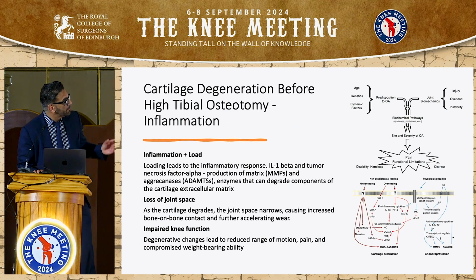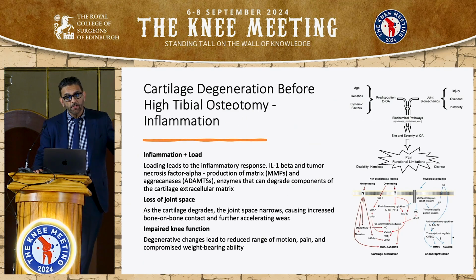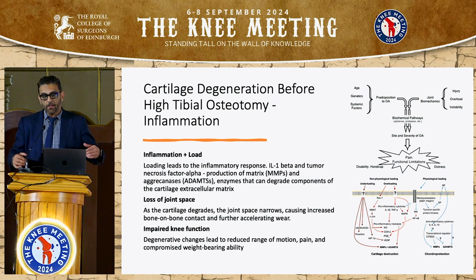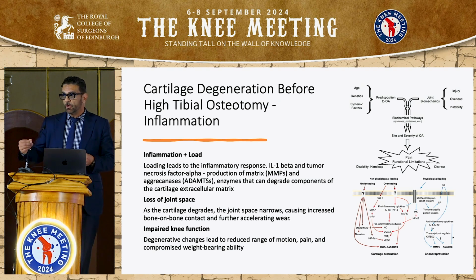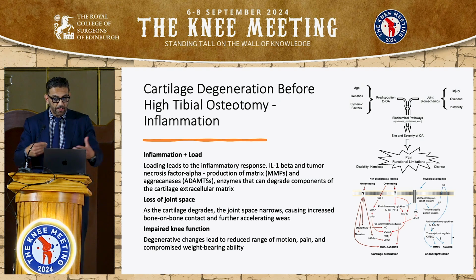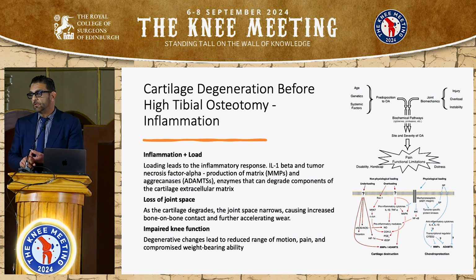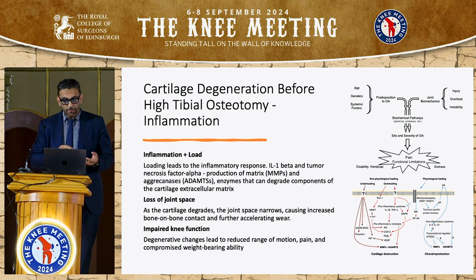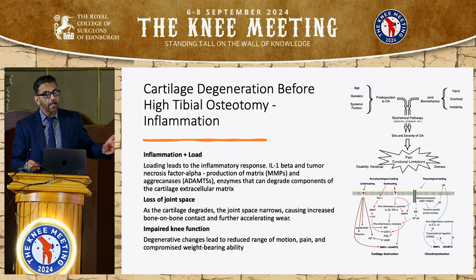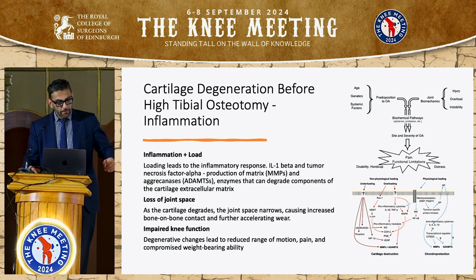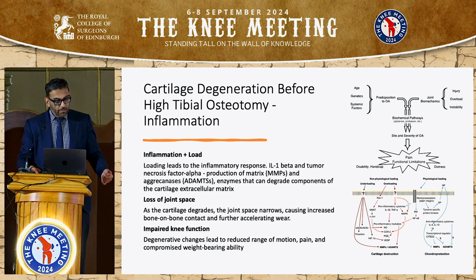So what happens before? Why do you have this issue? When you have malalignment, you have an inflammation. The load increases inflammation. You get interleukins, these cytokines, you get metalloproteinases, and these aggrecanases that actually eat up the joint. You lose the joint space, and then you get impaired function.